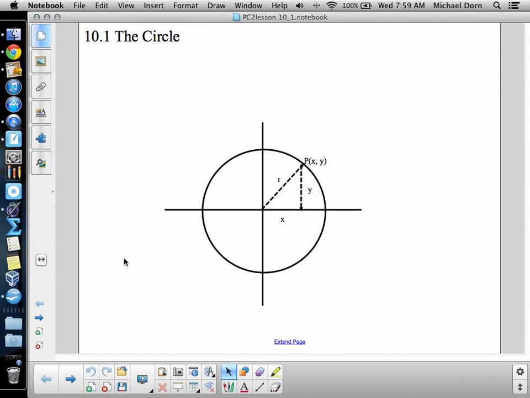So today we're going to talk about the circle. Not that we haven't seen this diagram a few 100,000 times this year. Nothing new here.